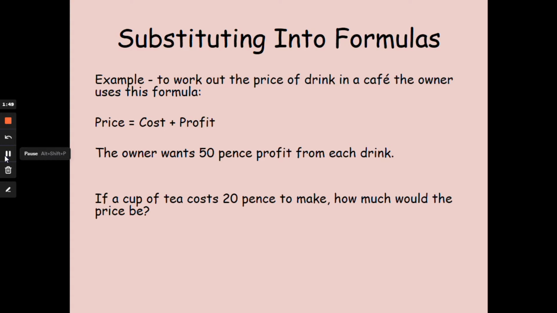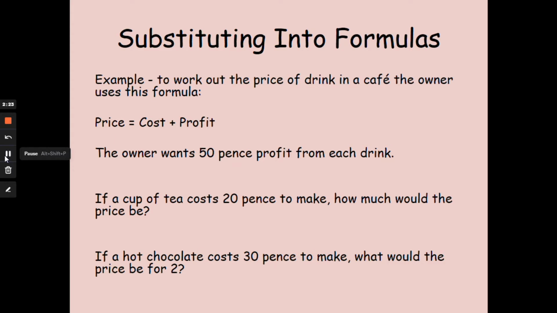So if a cup of tea costs me 20p to make, so I have to buy my tea bag, I have to buy the water, I have to boil the water, I have to buy the milk. So I've worked it out, it's going to cost me 20p to make every cup of tea. How much would the price be that I'd sell it to my customer? So I want to make 50p profit. It's cost me 20p. So the price equals the cost, which is 20p, plus the profit, which is 50p, which equals 70p. So I'd sell it to my customer for 70p.